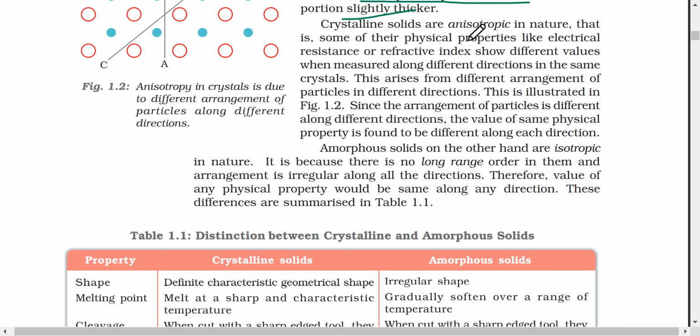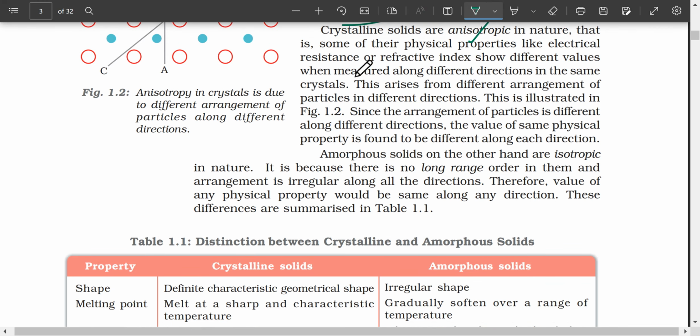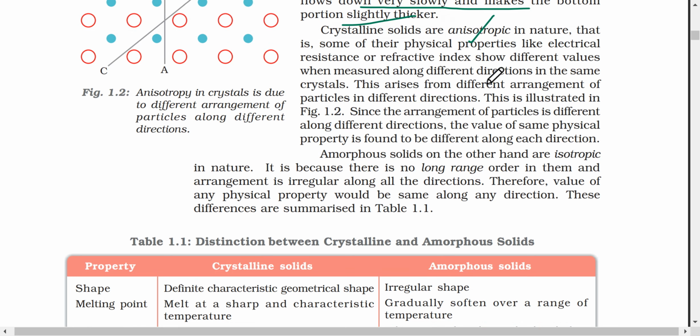Crystalline solids are anisotropic in nature, that is, some of their physical properties like electrical resistance or refractive index show different values when measured along different directions in the same crystal. You might have done this in physics also. Anisotropic means that if you measure it from different directions, you will get different values. Now what is this saying?